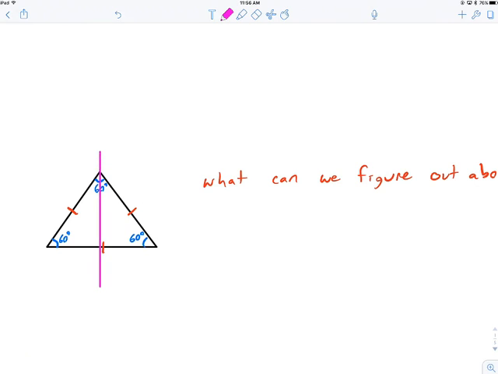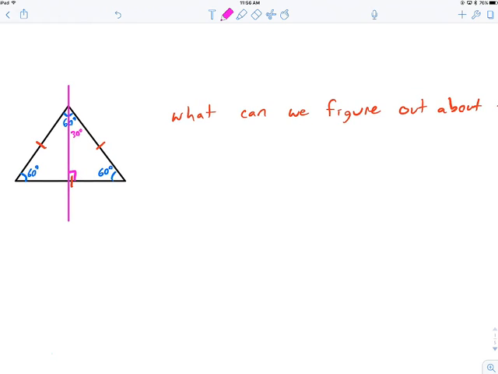Now I know that means this is perpendicular. It bisects that angle at the top, so we have 30 degrees. I'm going to write that down here. We've got a new triangle here that's formed just by being half of an equilateral triangle. This triangle is 30, 60, 90. So it's half of an equilateral triangle.